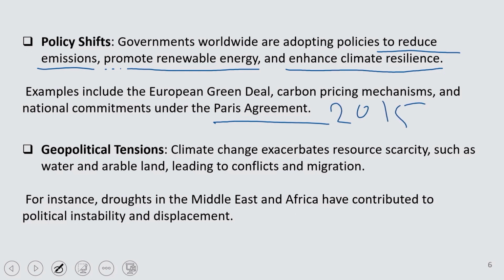Another one we can see is global geopolitical tensions. Here, climate change exacerbates resource scarcity, of water and arable land, leading to conflicts and migration. In this regard, we can take the example of droughts in the Middle East and Africa, which have further contributed to political instability and displacement of people, who become climate refugees, which is a very fundamental issue in the context of environmental degradation.